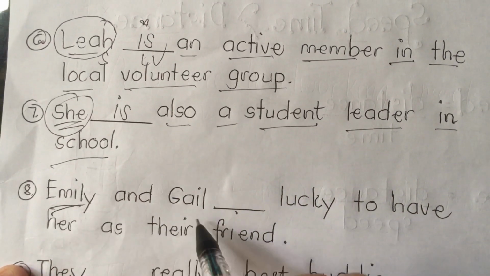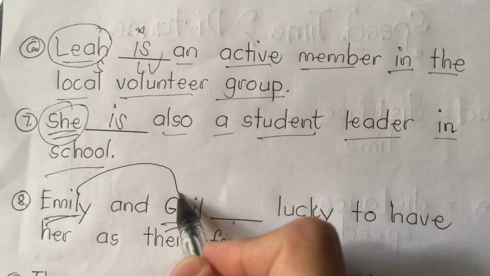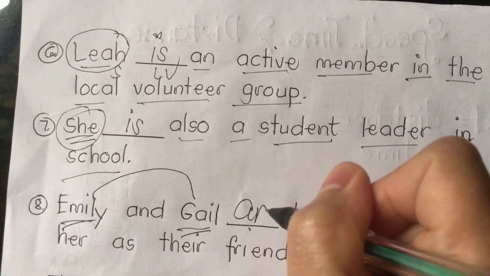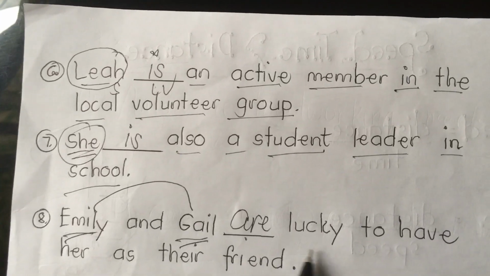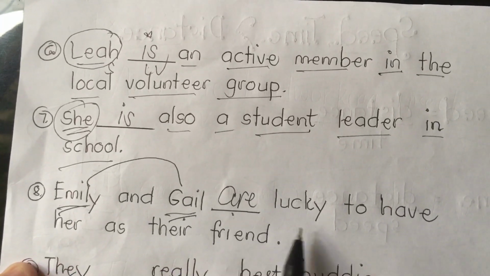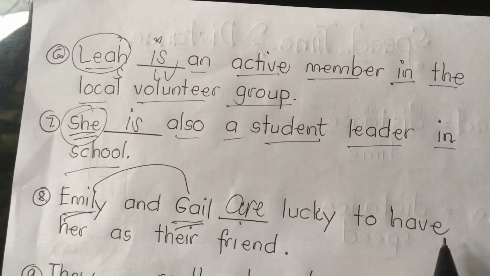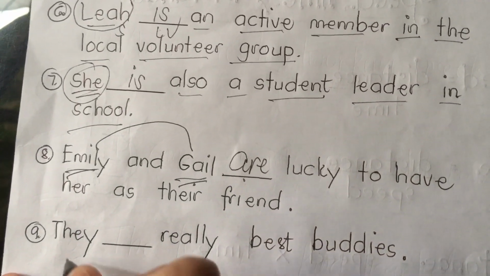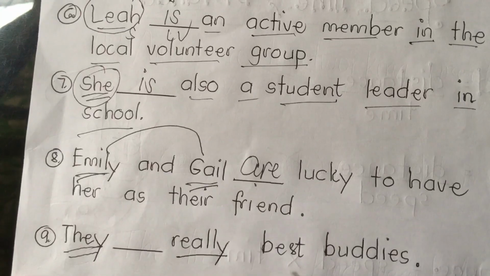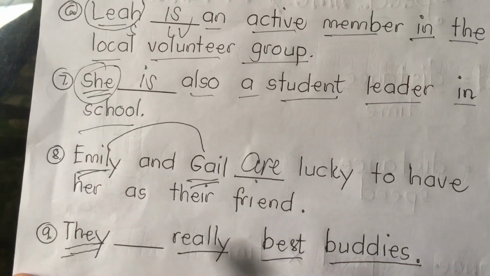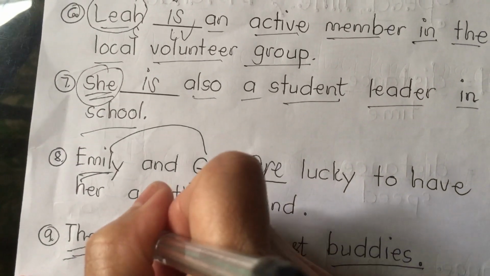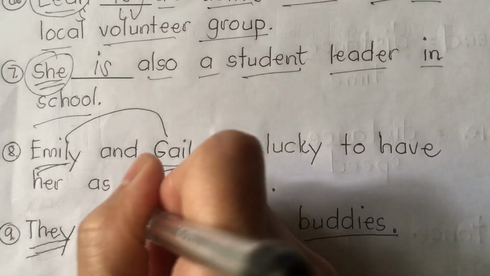8. Emily and Gail. We talk about two. That's why we're going to use are. Emily and Gail are lucky to have her as their friend. Next, Gail and Emily, they blank really best buddies. Remember, they is a plural subject. So we use are. Okay?